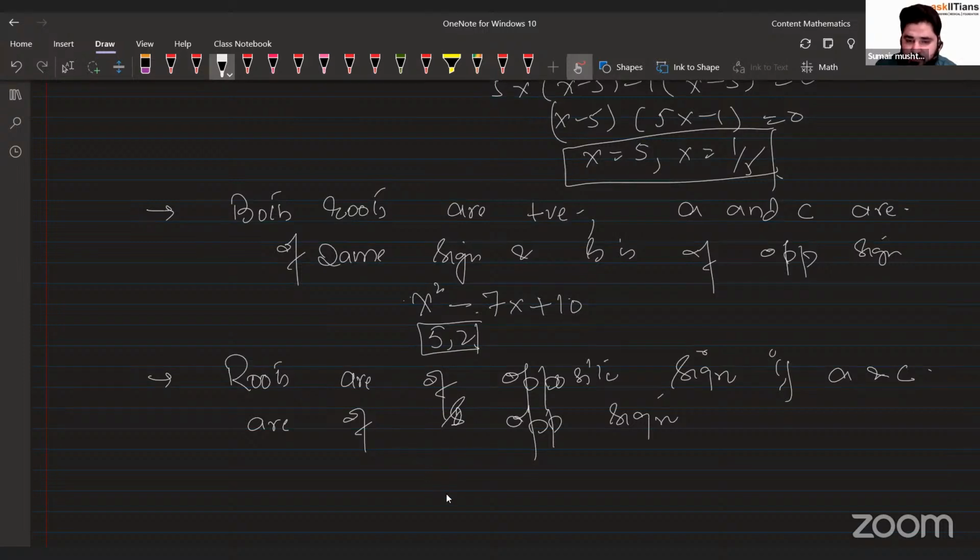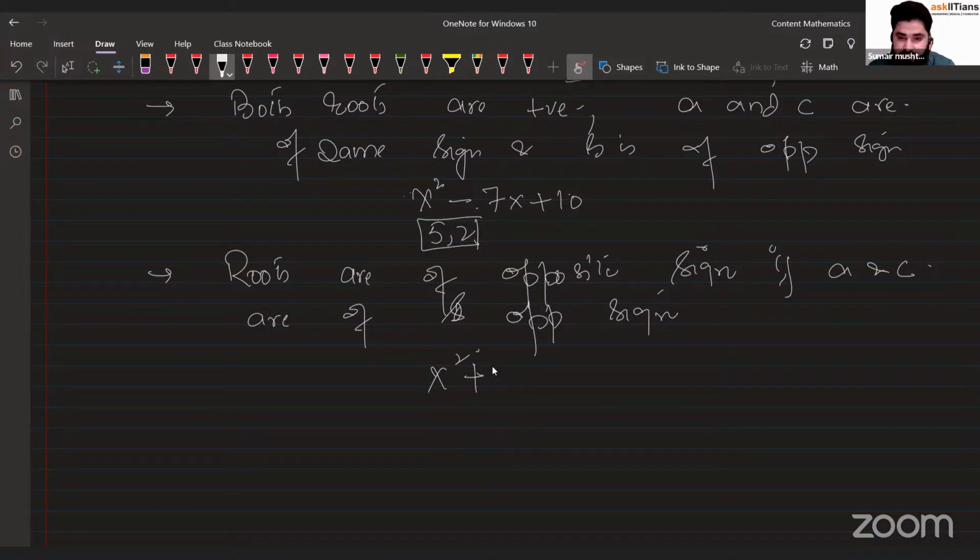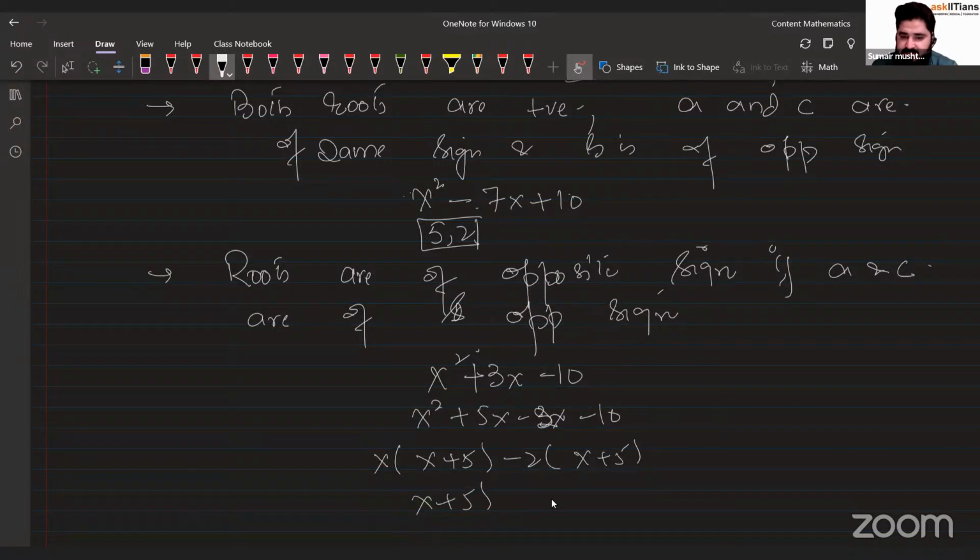Example, you have x square plus 3x minus 10. How can we do it? x square plus 5x minus 2x minus 10. x can be taken common, x plus 5, isn't it? Negative 2 can be taken common, x plus 5. This is x plus 5 times x minus 2. x is equal to negative 5 and 2. So these are the two roots. One is positive, other is negative.